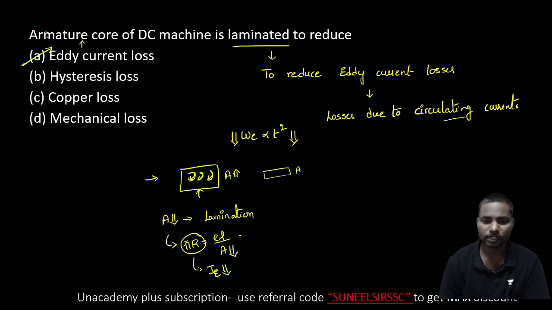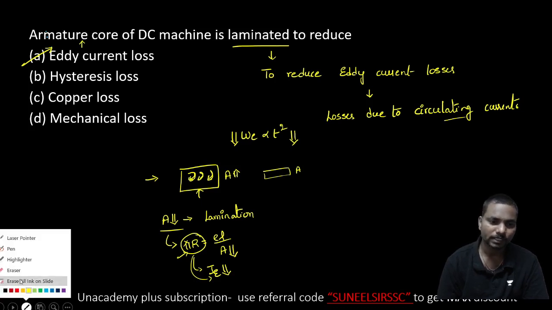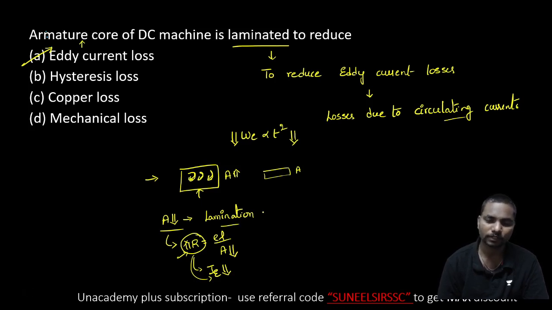How will these be reduced? As area reduces, resistance will increase, then the eddy currents will decrease, so eddy current losses will decrease. And if the thickness of lamination is less, that means we use very thin laminations, then eddy current losses will be reduced. This thickness we generally maintain approximately 0.5 mm.